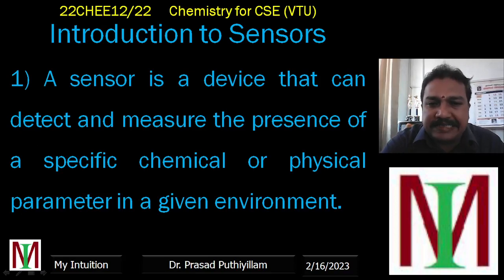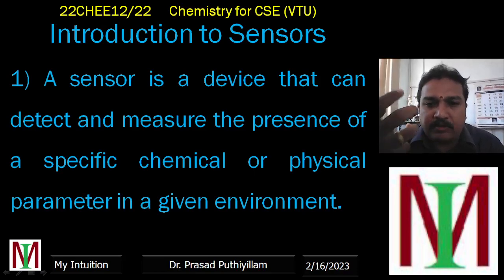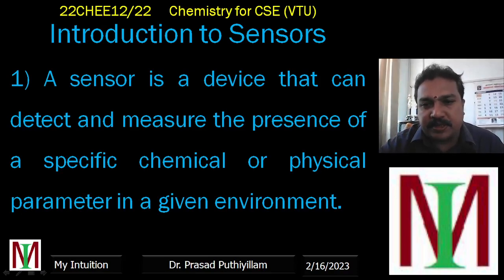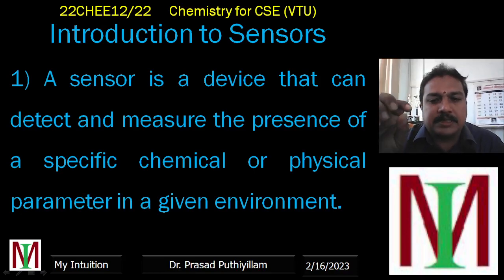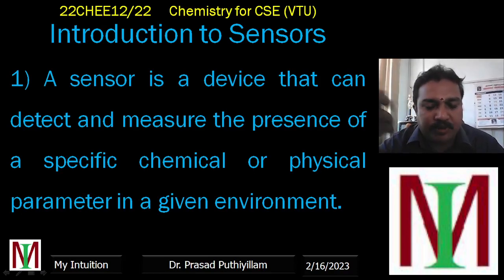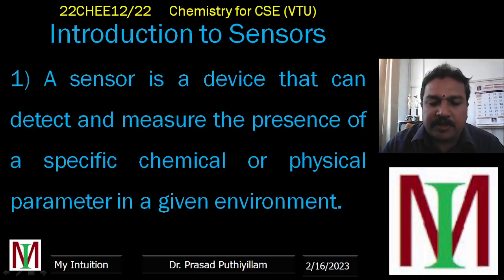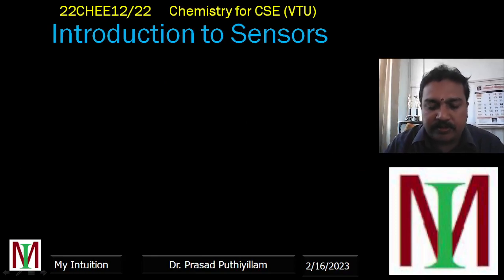There's no other meaning. So a sensor is a device which can detect and measure the presence of a specific chemical or physical parameter in a given environment. So we usually say, does he have any sense? A sense means it has the ability to measure something or to calculate something or to do something. So from a chemistry point of view, a sensor is a man-made device which can detect and measure the presence of a particular chemical, or even sense a physical parameter like temperature, pressure. All those it can measure, and it can give qualitative as well as quantitative results.